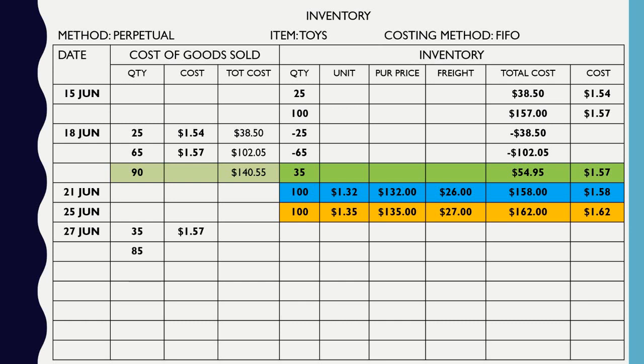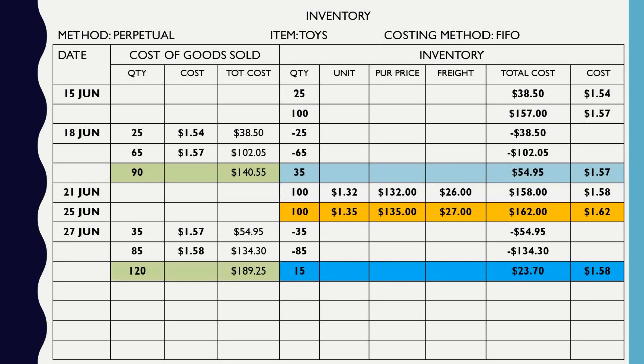Yes, so that's exactly what we're doing. We're going to take 35. Since we already know we're going to take the full 35 out, the calculation's already done for you. So you know it's $54.95. So we're going to subtract that out. Now we only have left my blue batch and my orange batch. In this case, we are going to take 85 out from my blue batch. So just like that, I'm going to take it out. Then I should have 15 left from my blue batch. Okay.